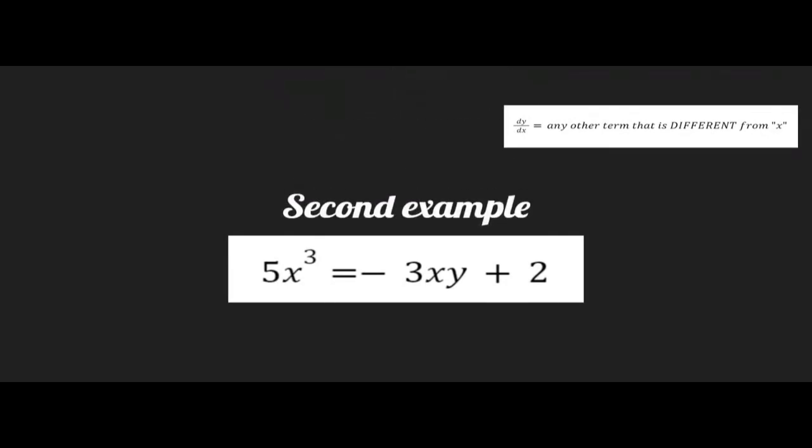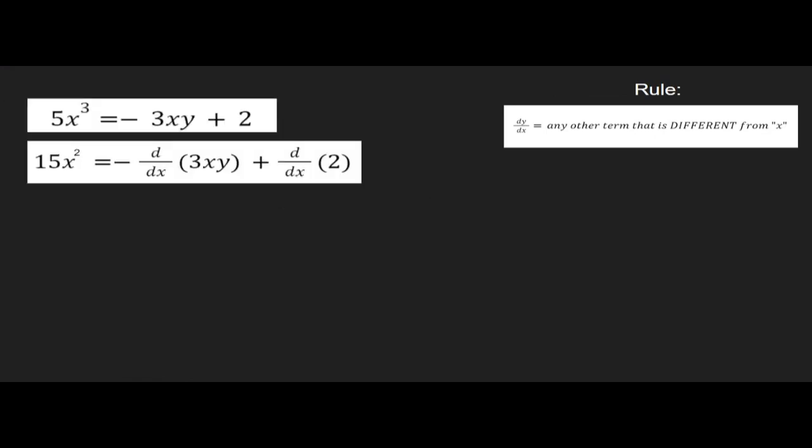This is the second example that we'll be solving in this video. That is 5x to the power of 3 equals negative 3xy plus 2. And in the corner we have the rule of dy/dx. For solving this, first of all we have to do the power rule in its terms, and also apply the d/dx in each of the terms.